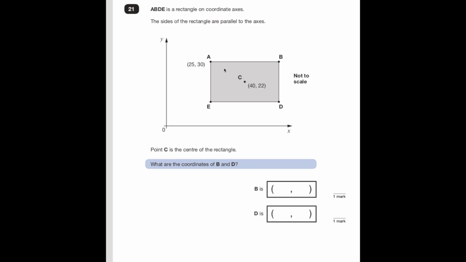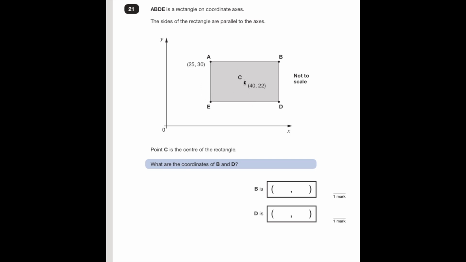That means it's exactly halfway between A and B, exactly halfway between B and D, and E and D, and A and E. It's the centre point of all these lines. So if you think about this then, we've been given the coordinates for point C. We know it's 40, 22.